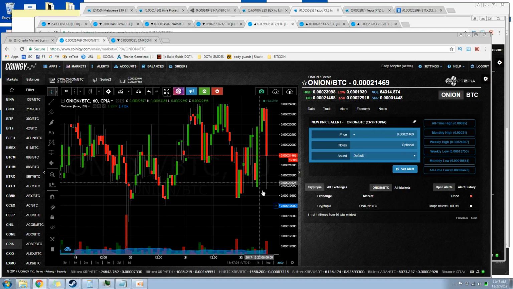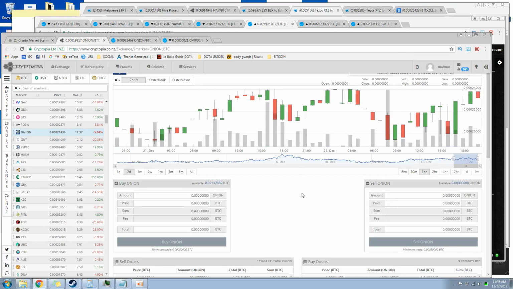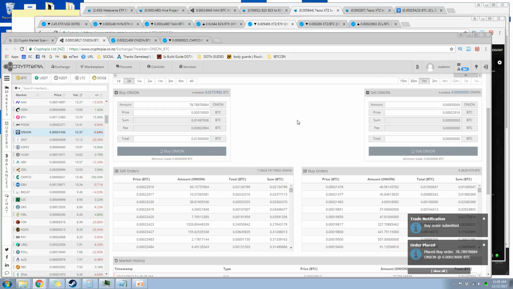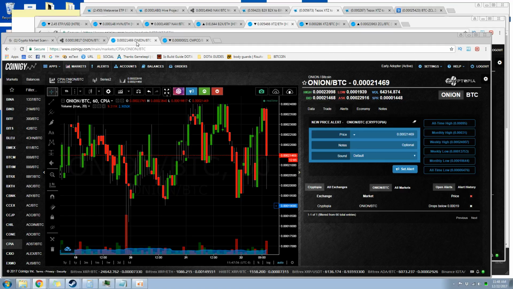A nice zigzagger. I want to try to get in here at 19 if I can. So I'm going to try to go to the website here. So I click this. This is another website, Cryptopia. I have 0.27 Bitcoin. So what I'm going to do is I'm going to click price. I'm going to set my price at 19. I'm going to click this. And let's just put in 0.015 Bitcoin. And boom, I'm done. So now we just have to wait and see if this happens.